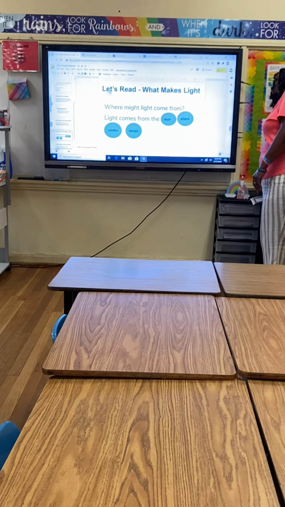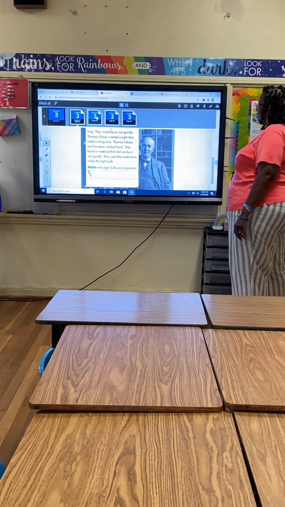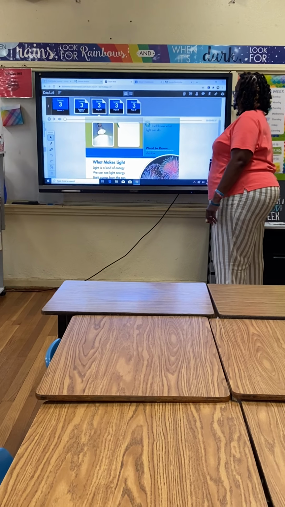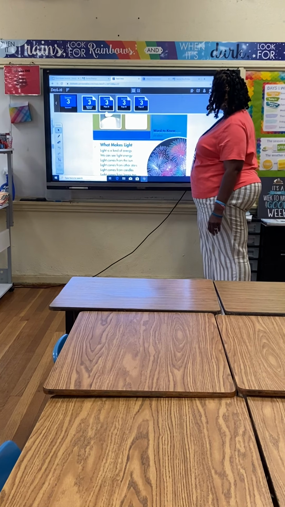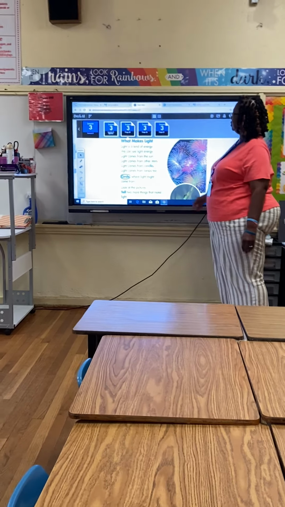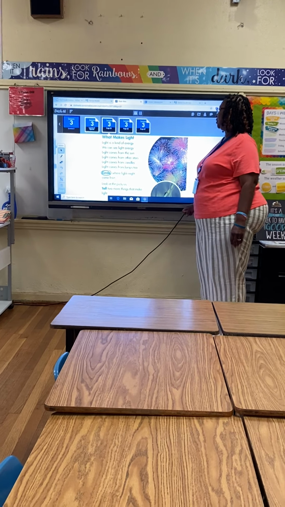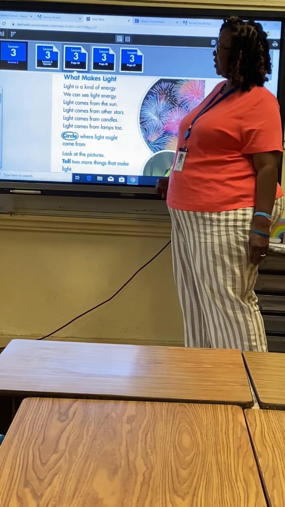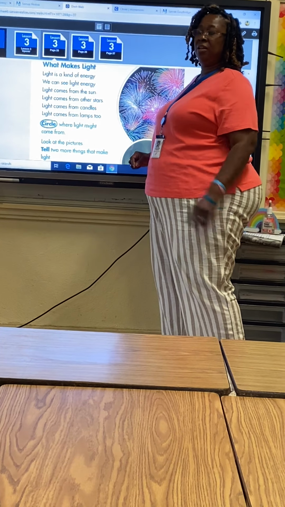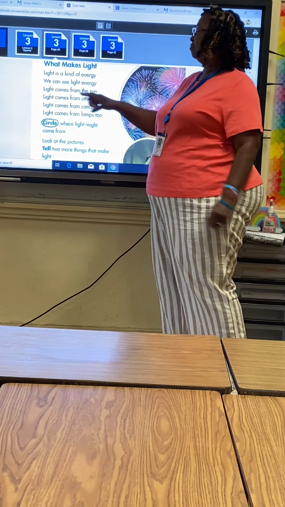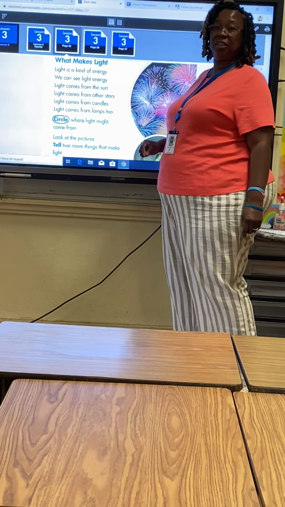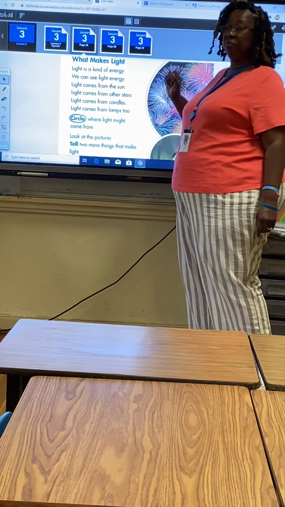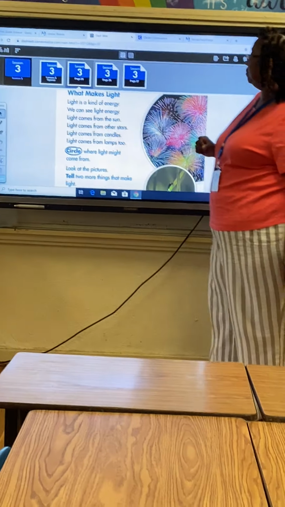All right. Let's read what makes light on our next page, page 25. Look at our title: what makes light? Light is a kind of energy. Now look at that sentence. Light is a kind of energy. Y'all remember the question? What is light? Light is a kind of energy. This is our answer. We've learned already what light is. Even the video stated what light is.